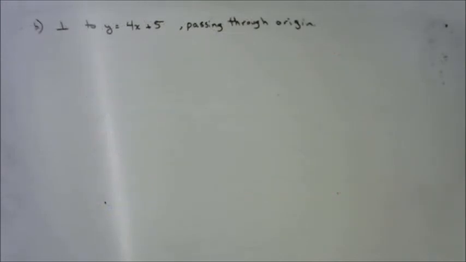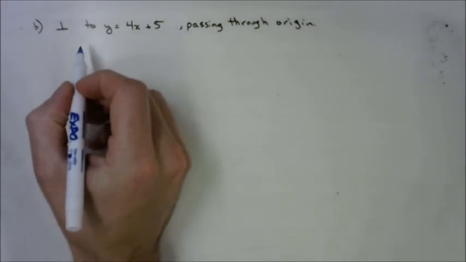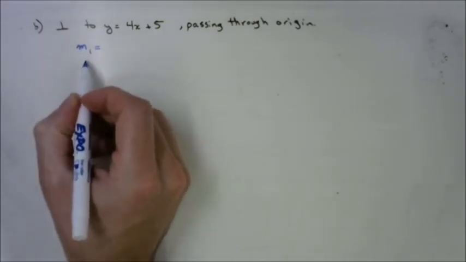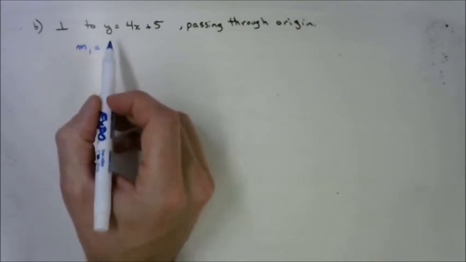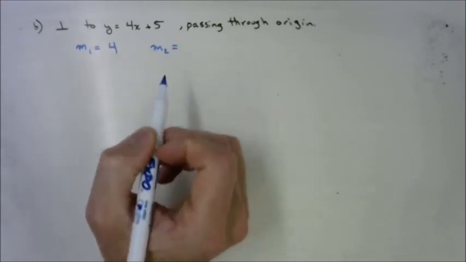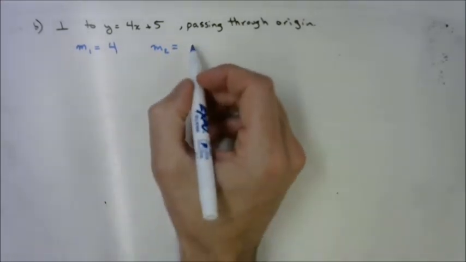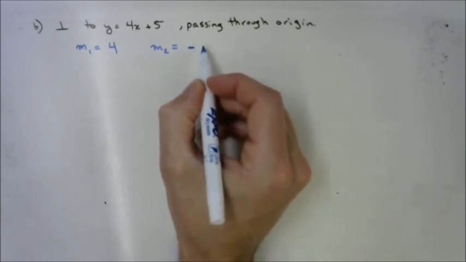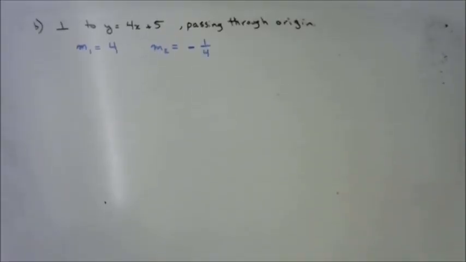In B, we are looking for a line that is perpendicular to the line y equals 4x plus 5. It passes through the origin. So they've helped us out in this one. Why is the equation a little bit easier to work with? Because it's already in y equals mx plus b form, which means they've essentially given us the slope. So what is the slope of the line that they gave us? 4. So what's going to be the slope of my second line that's perpendicular to that line? Negative 1 over 4. Negative reciprocal is perpendicular.